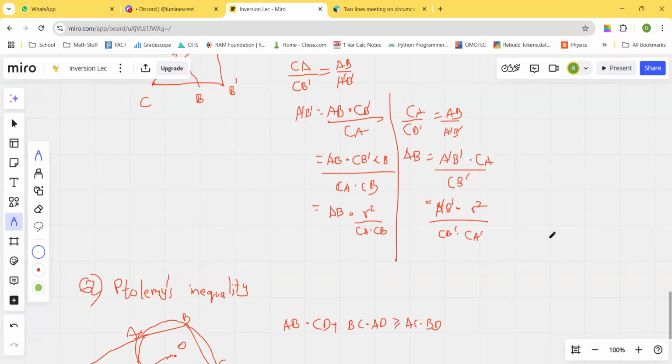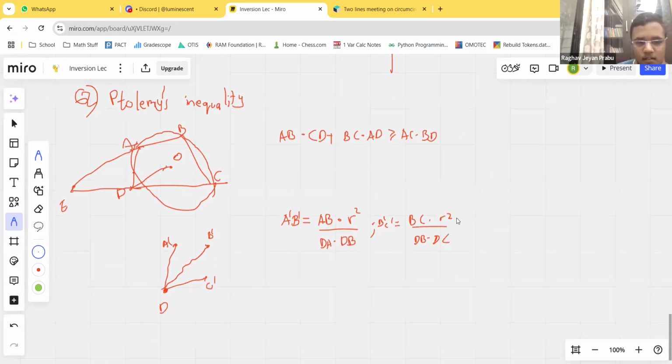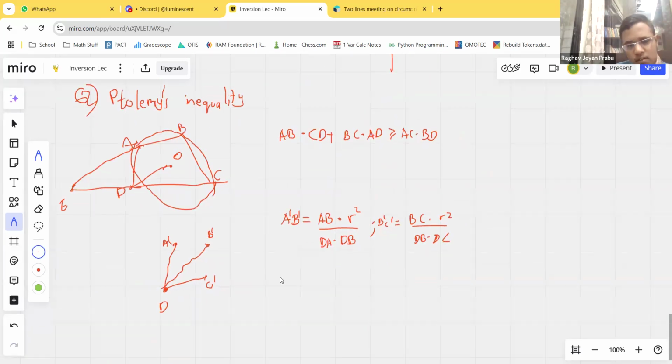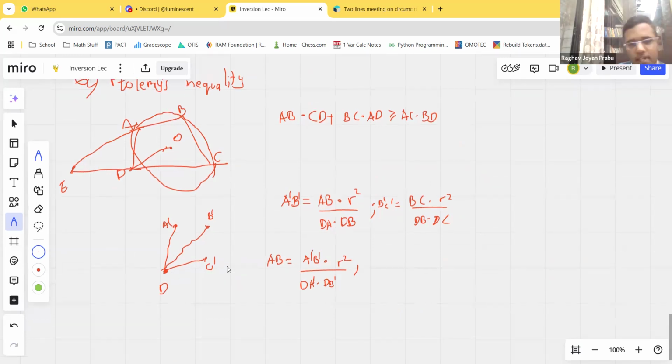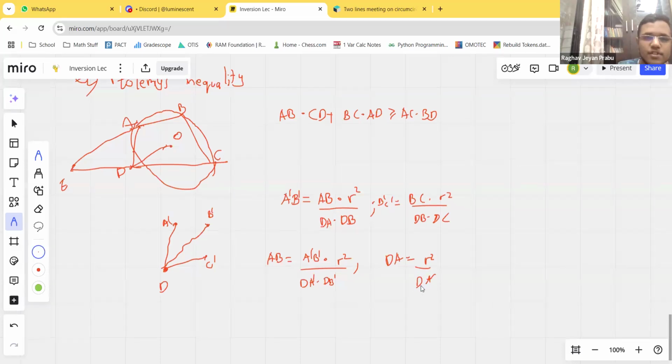I understand it, but like, how is this useful? Right, we'll see. So you know that now AB is equal to A dash B dash times R square by dA dash times dB dash. Similarly, you have equations for BC, CA. And what happens to dA? dA will just be R square by dA dash. This is by definition of inversion.